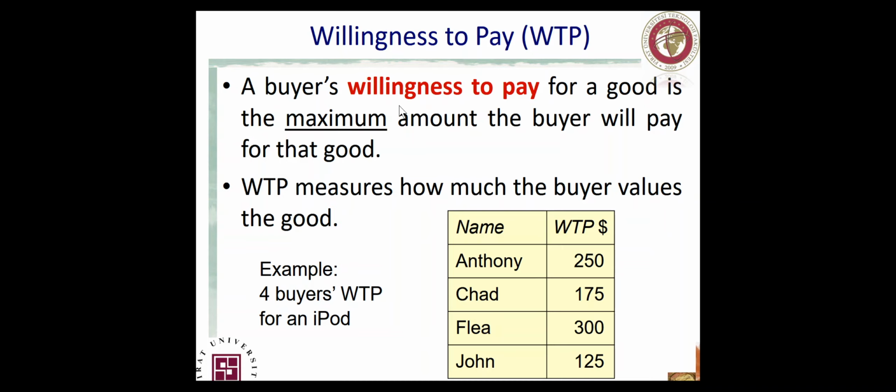Let's address a simple illustrative example. Think about, let's say, the willingness to pay for an iPod, or you can apply it to any modern thing other than an iPod. Let's say we have these four consumers, and we have their list of willingness to pay, or WTPs, in this case. Anthony is willing to pay 250, put the currency you like. Chad is willing to pay 175. Flea is willing to pay 300. John is willing to pay 125.